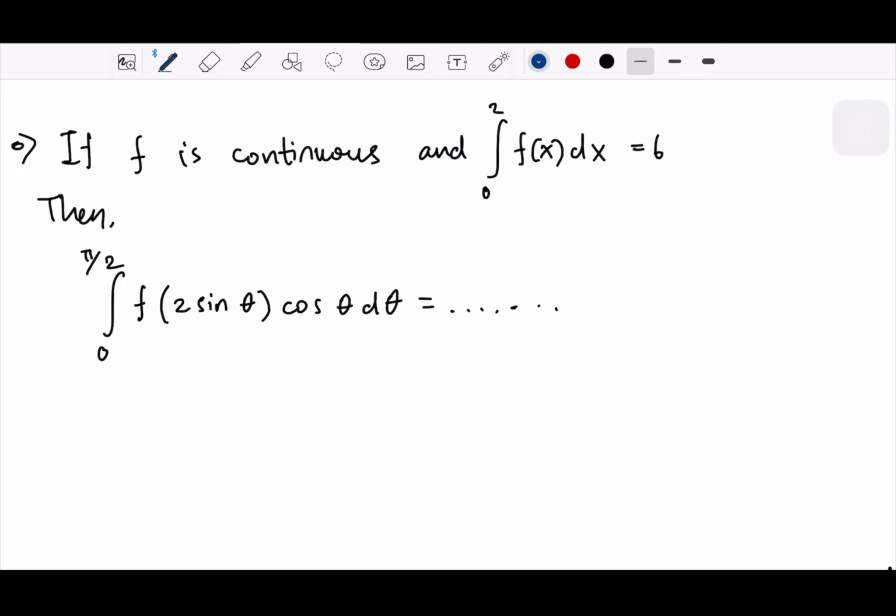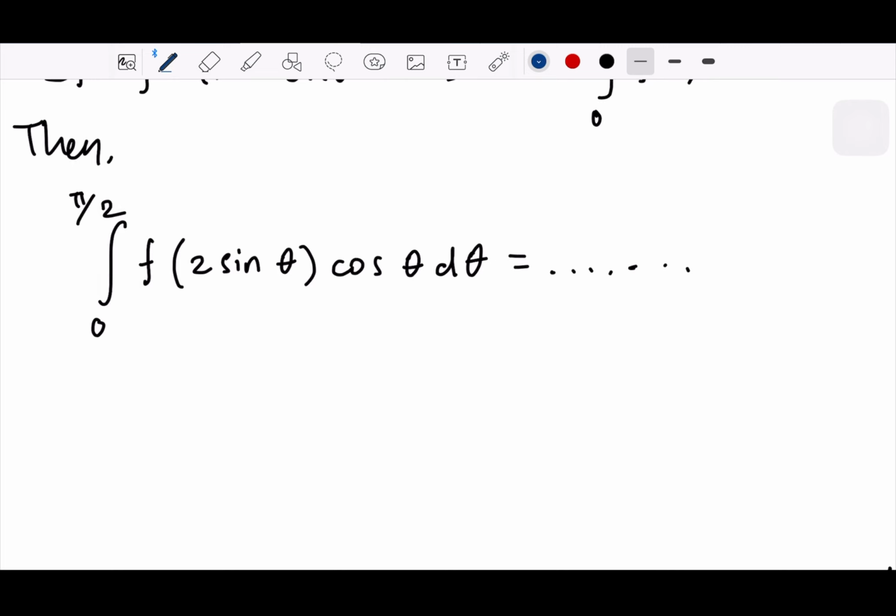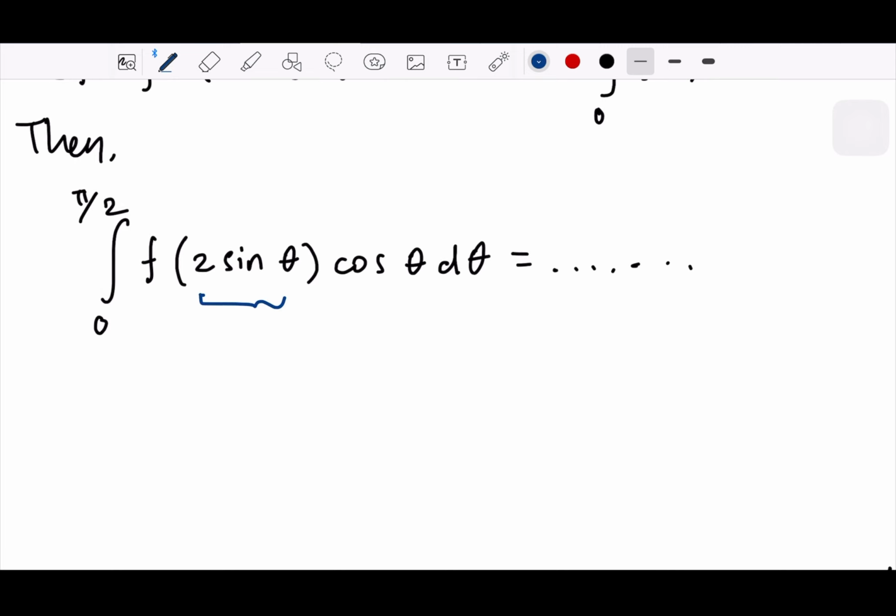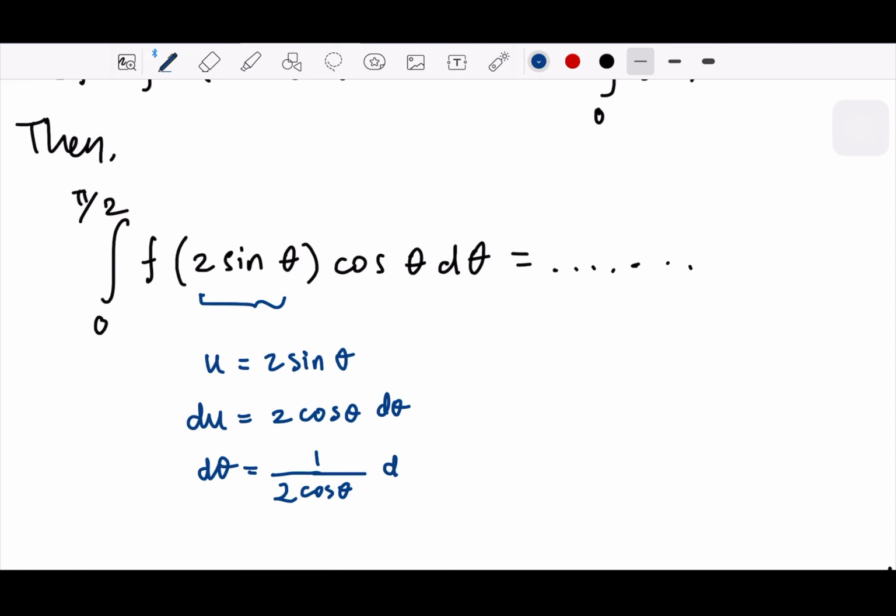So you need to imagine that this 2 sine theta probably plays an important role in our question here. So let this become u. So when we have du, this will be 2 cosine theta d theta. So d theta is 1 over 2 cosine theta. Okay, and then we can rewrite this.